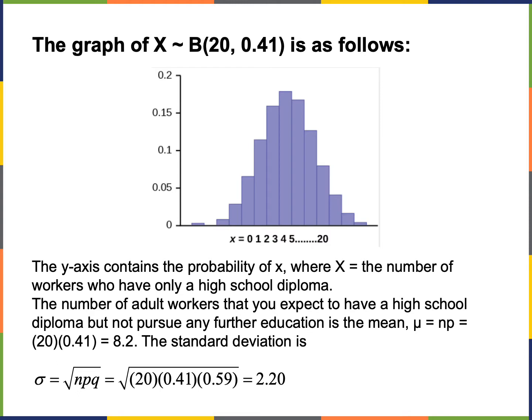Great. So if we were to graph this, it would look like this. You have all the cases, 0, 1, 2, 3, 4, 5, 6, up to 20. And the y-axis would be the probability, where x is the number of workers who only have a high school diploma. The number of adult workers that you expect to have a high school diploma but not pursue any further education is the mean, which is mu equals n times p, which is 20 times 0.41, which is 8.2. So the standard deviation is the square root of npq. So that's here, npq, and that equals 220.